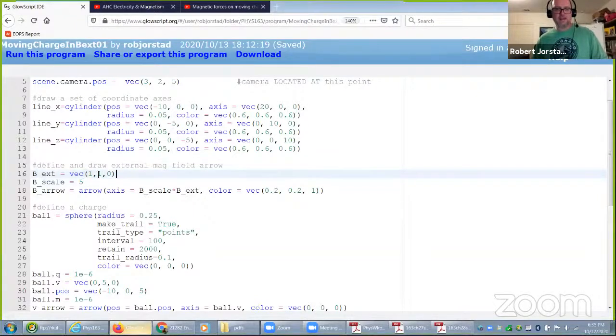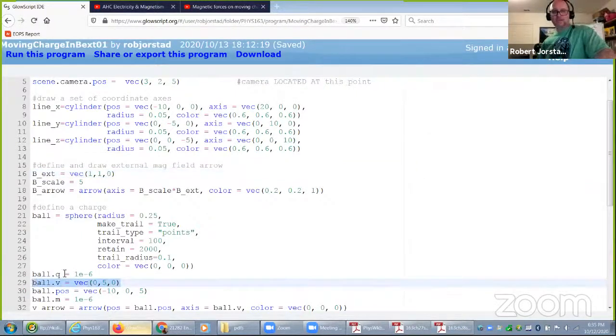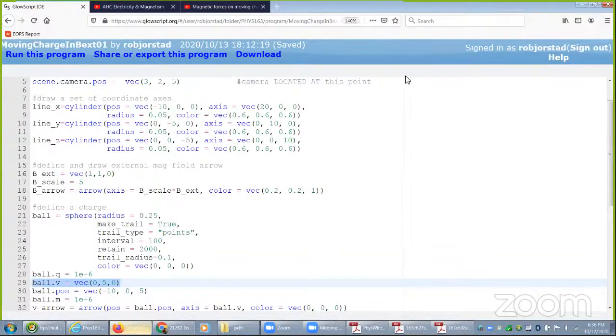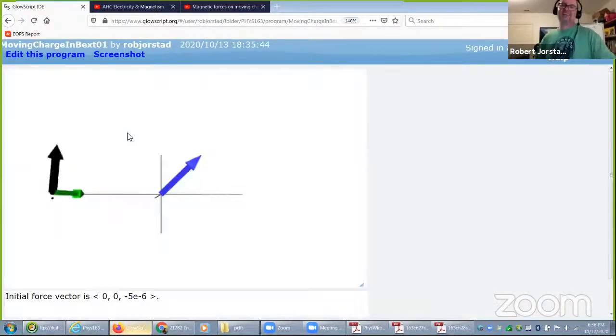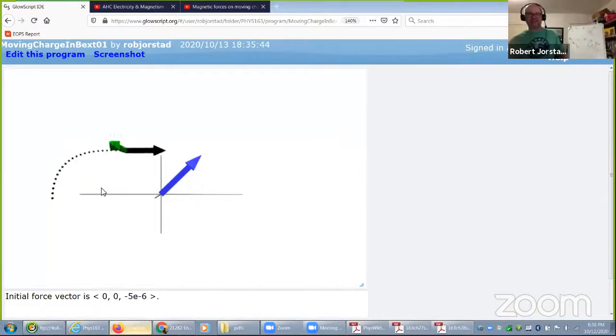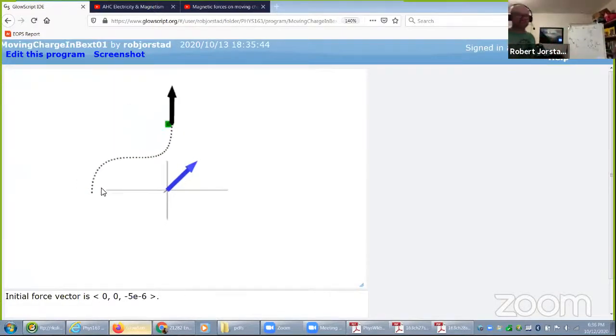So again, I added a component in the external magnetic field in the J hat. I'm still moving in the J hat. So will that cause a force? No, because J hat cross J hat is 0. Okay, let's find out. So take a guess, Rye. You're wrong. At first, you're right, but this is very different. Agreed? Holy smokes.